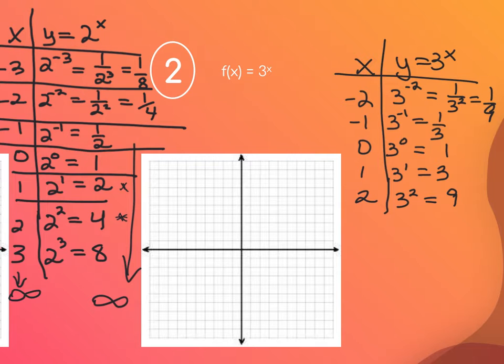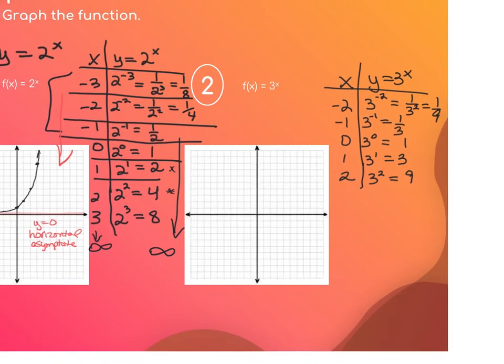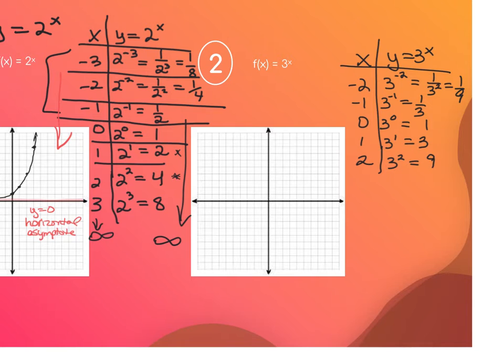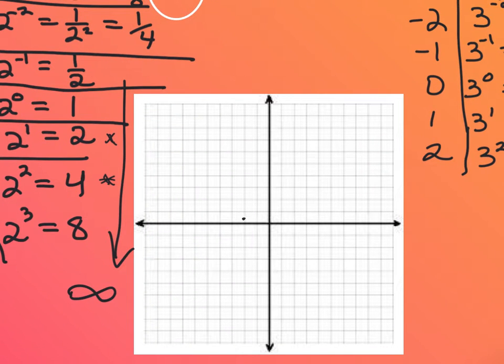Now I'll go ahead and graph these. And again, you're going to see that it's going to take on the same shape. It's just going to go up a little bit faster. So instead of going to 4 or to 2 when x = 1, now it's going to 3. Sorry. So let's go ahead and graph these. -2 is at 1/9. And again, just put it just above the x-axis. Then the -1, 1/3. Then the 0, 1. The 1, 3. And then the 2, 9.